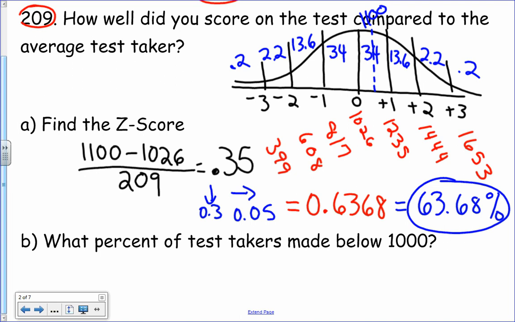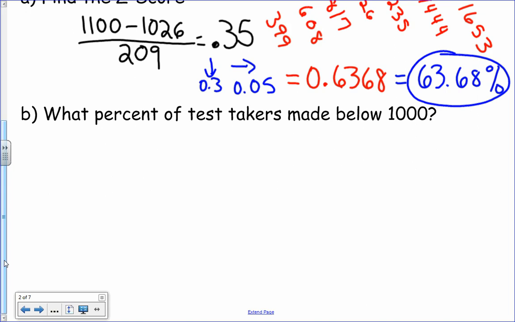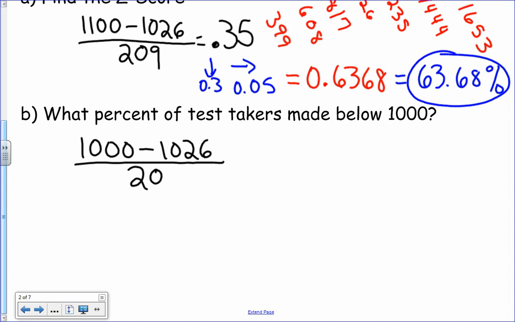Now, B, what percent of the test takers made below 1,000? So, what are we going to put for X1 on this one? 1,000, right? Okay. So if we want to find this z-score, we go 1,000, because that's our new score that they've given us, minus the average. What's the average? 1,026 over the standard deviation, which is 209.